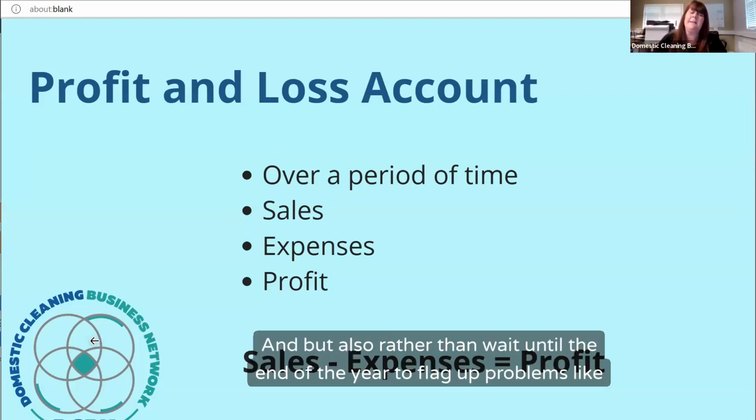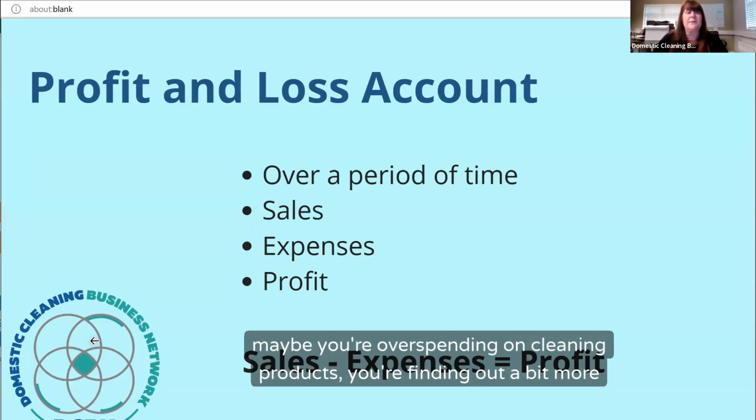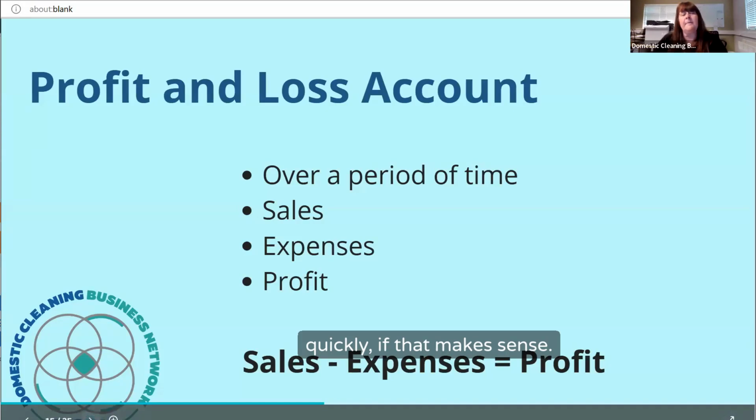And but also, rather than waiting until the end of the year to flag up problems like maybe you're overspending on cleaning products, you're finding out a bit more quickly, if that makes sense.